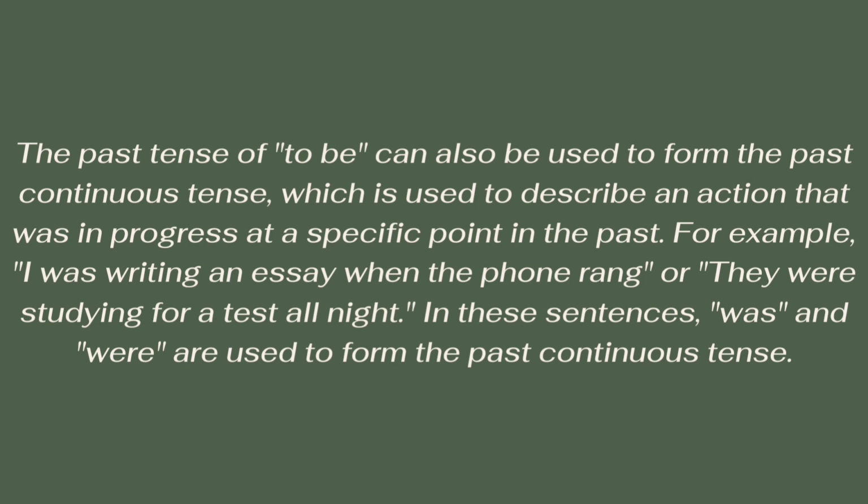The past tense of to be can also be used to form the past continuous tense, which is used to describe an action that was in progress at a specific point in the past. For example, I was writing an essay when the phone rang, or they were studying for a test all night. In these sentences, was and were are used to form the past continuous tense.